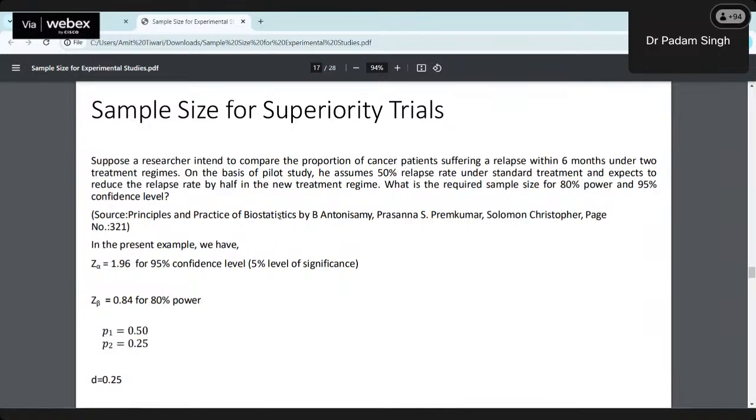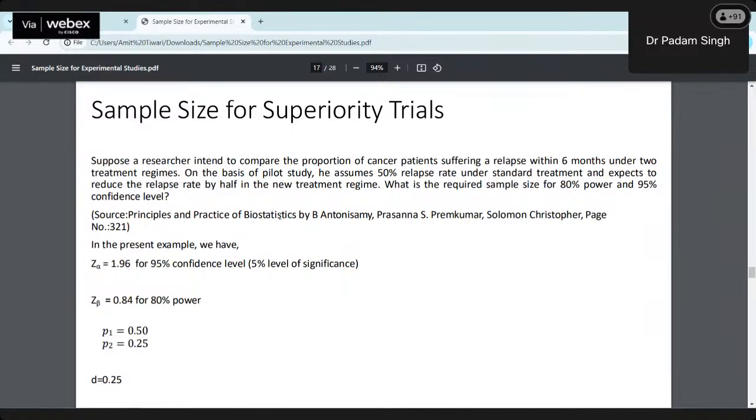On the basis of pilot study, the researcher assumes 50% relapse rate under standard treatment and claims to reduce this relapse rate by half. Let me repeat again. कि भाई, as per the standard of care, the relapse rate was 50%. Now the researcher is coming out with the new treatment, claiming that the relapse rate is reduced to half. Reduced to half means पहले 50% होता था, अब ये 25% हो जाएगा.